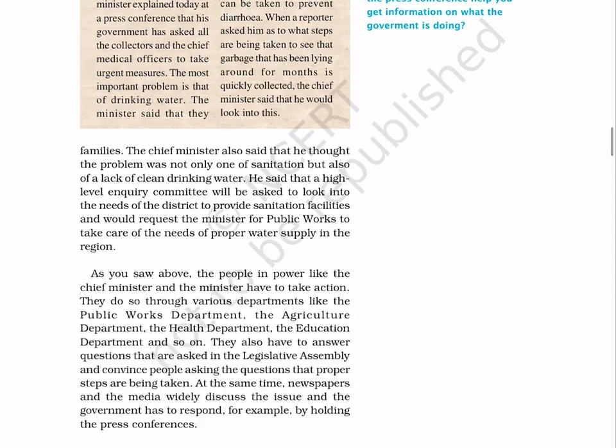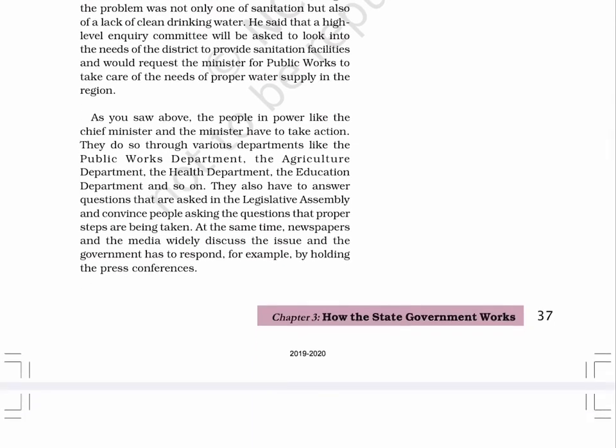As you saw above, the people in power like Chief Minister and the Minister have to take action. They do so through various departments like the Public Works Department, the Agriculture Department, the Health Department, the Education Department, and so on. They also have to answer questions that are asked in the Legislative Assembly and convince people asking the questions that proper steps are being taken. At the same time, newspaper and the media widely discuss the issue and the government has to respond, for example, by holding press conferences.